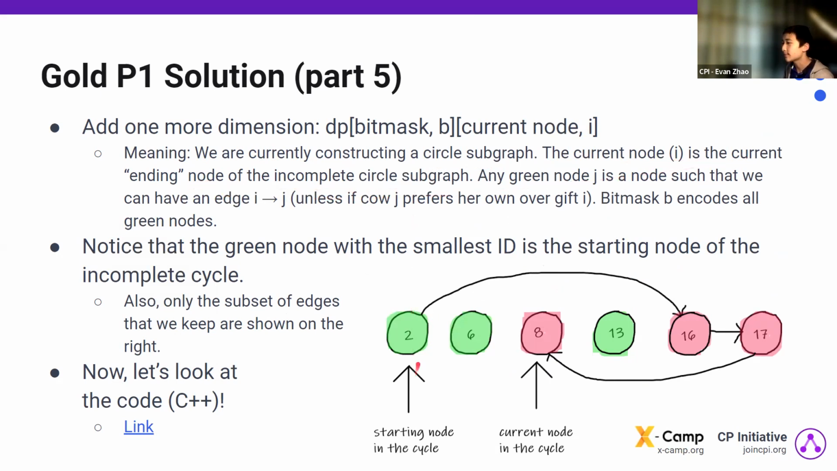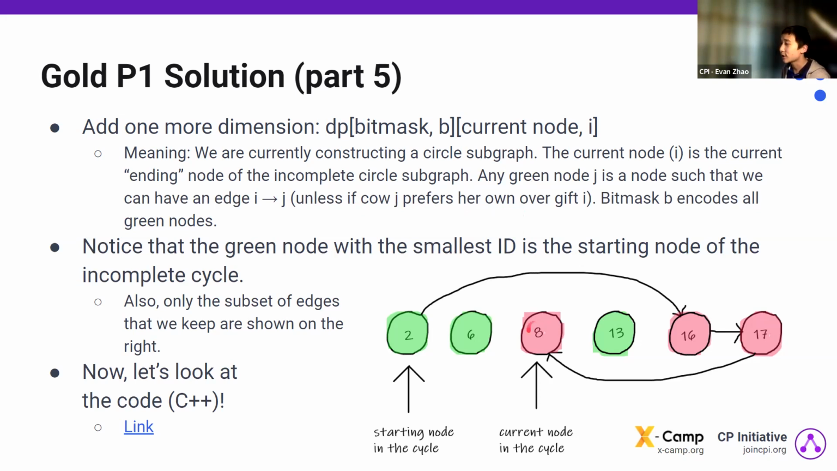So if you look here, we're trying to construct a circle subgraph. So we have the edges from here to here, here to here, and then here to here. We have ended at this node currently, and this is node I. Okay, and any green node J is a node such that we can have an edge I to J, unless J prefers her own gift over gift I.